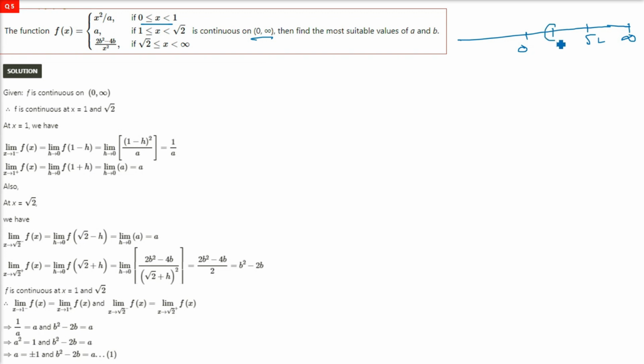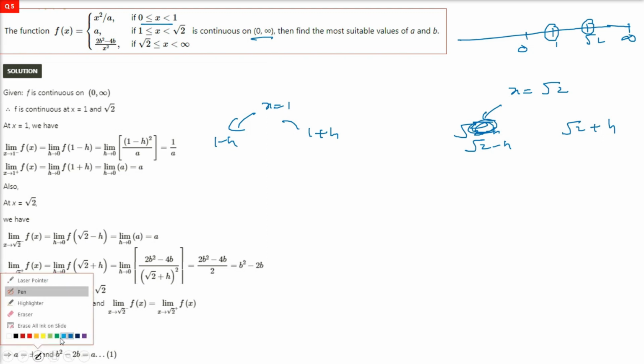So now we have a point 1 and root 2. So you have 2 points here. So x equals 1 you have to check, x equals root 2 you have to check. So 1 minus h it is, 1 plus h it is, because LHL and RHL you have to do. Here root 2 minus h you will put, and root 2 plus h. Right. So there will be some relationship. That relationship will finally give you the value of the a and b.